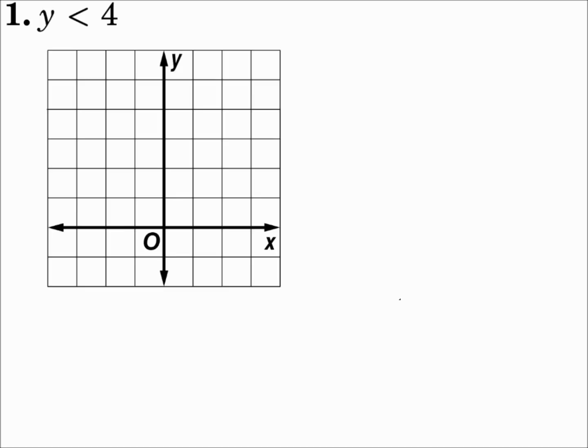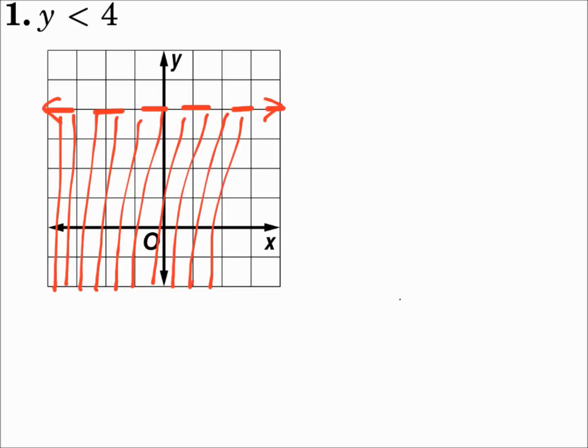Since this is y is less than 4, the line is not included because it's not equal to. So we will have a dashed line. It's a horizontal line through 4. Now, since y is less than that, the lesser y values occur below. So we'll shade in below. Solve for y, determine whether it's a solid or dashed line, and determine where you're going to shade. Since it was less than, we shade below.